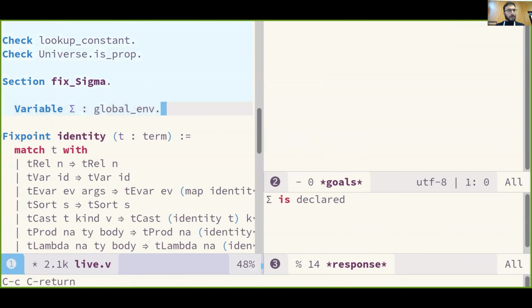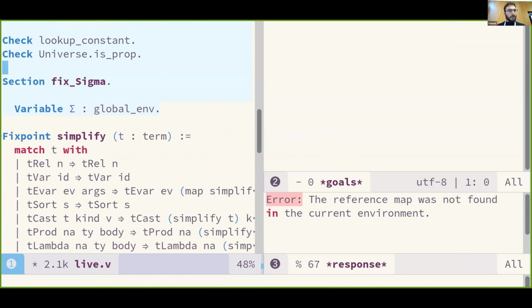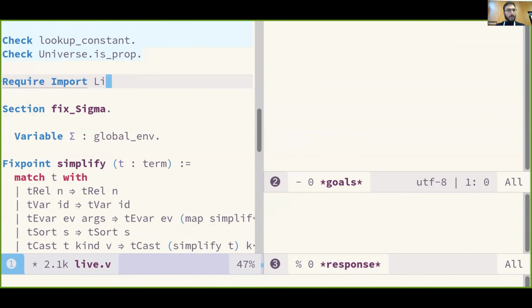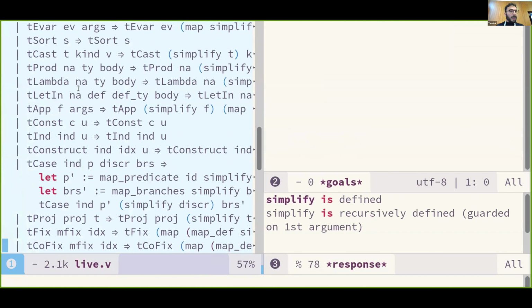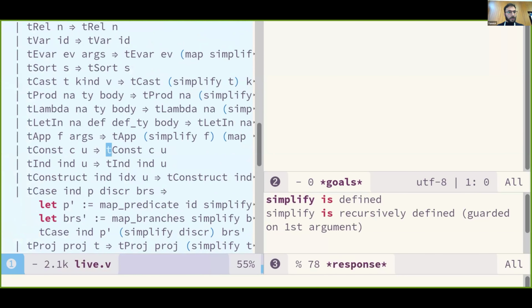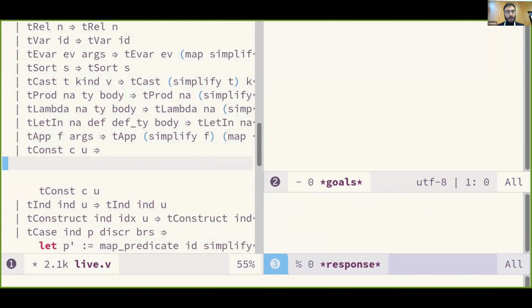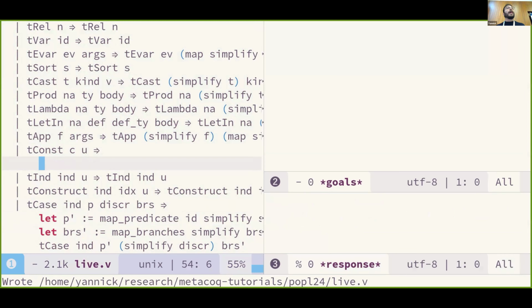Good. And now I don't want to call this function identity. I want to call it something like simplify. And I don't have map because I need to do require import list. Cool. All right. Good. And now we only have to change the const case, which is here. Again, the description is that if this constant has a computational type, we want to reduce, and if it has a non-computational type, we do not want to reduce.